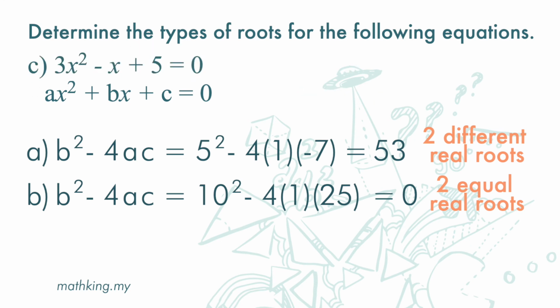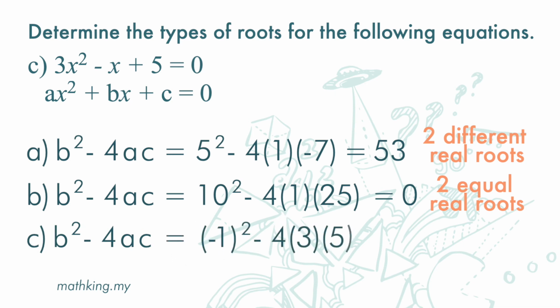For this one, a is 3, b is -1, and c is 5. We plug the numbers into the discriminant, and we get -59, which is less than 0. So this equation does not have real roots.